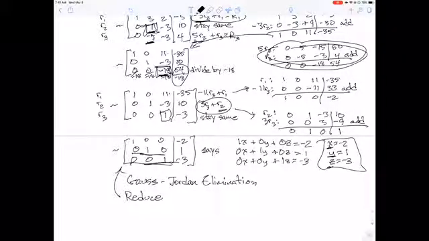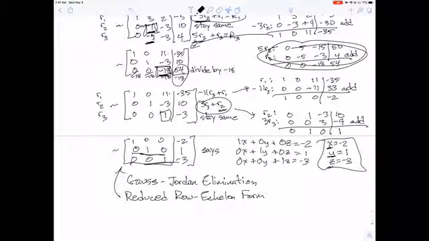The name for this final form that we have with all the ones and zeros is called the reduced row echelon form of a matrix. And that's going to be handy at several spots as we work through the remainder of the course. There we are.